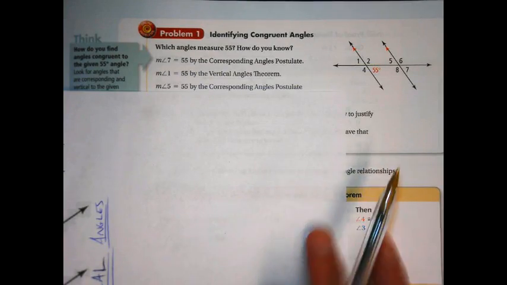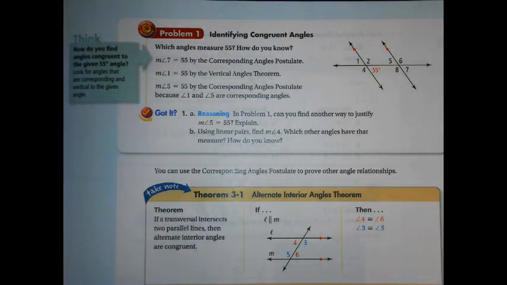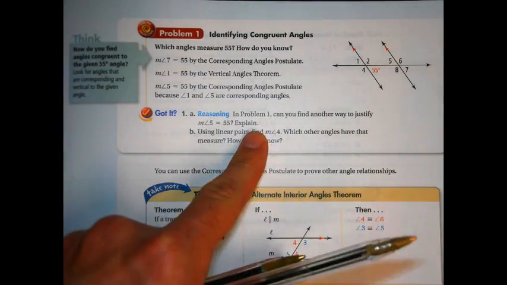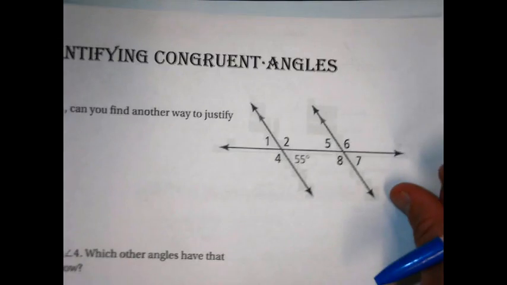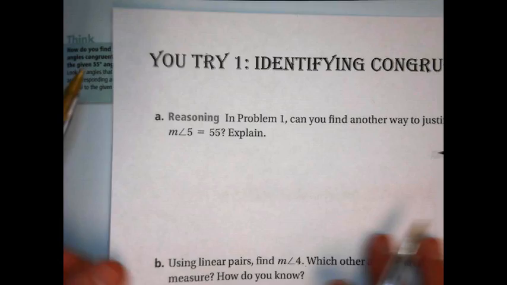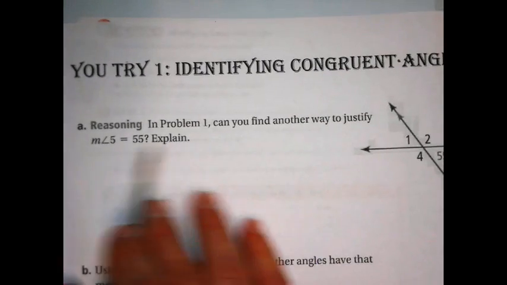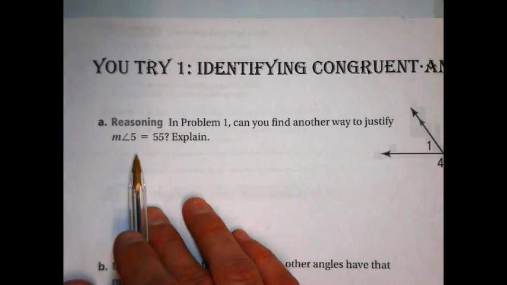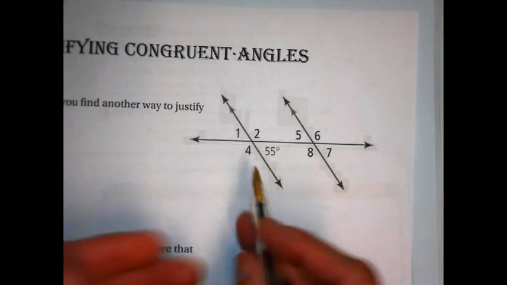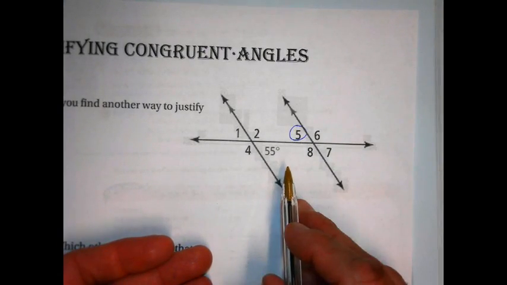In problem 1, can you find another way to justify the measure of angle 5? So how can we justify angle 5 being 55? Explain. So here's angle 5. How do we know it's 55? Well, it's vertical to 7, right? So it's vertical to 7.